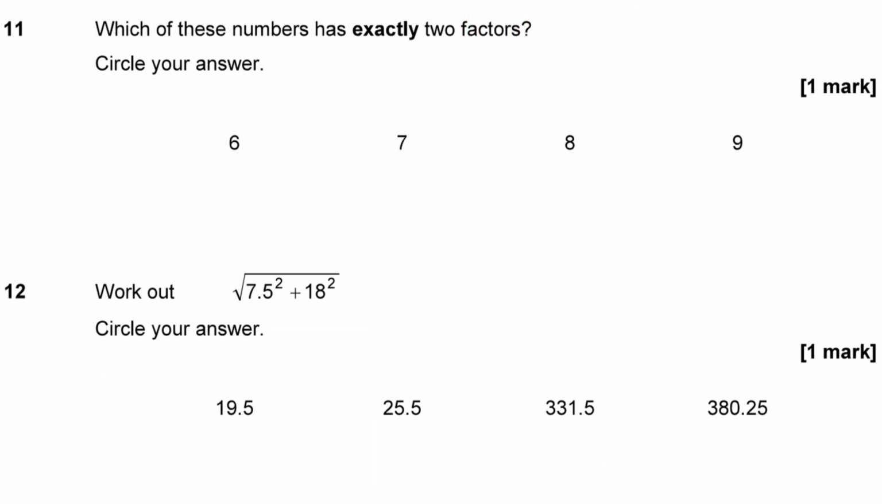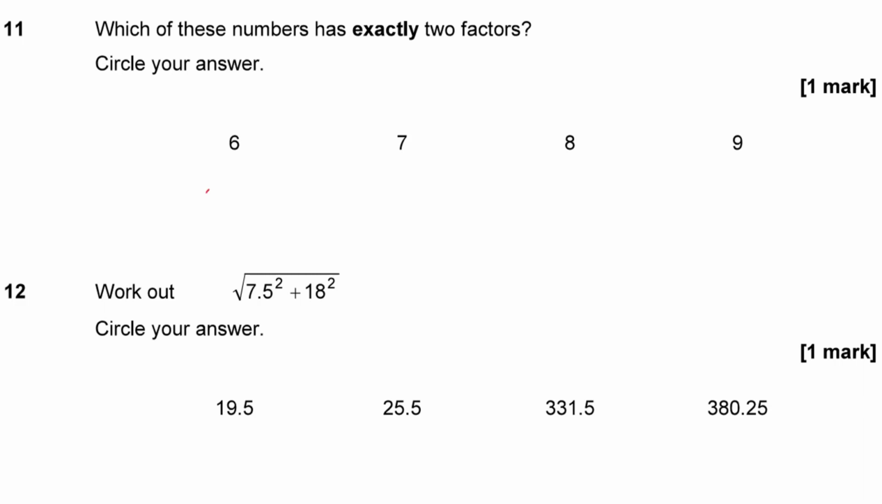Question 11. Which one of these numbers has exactly 2 factors? In other words, which one of these numbers is prime? Okay, now every number you can divide by 1 and itself, but if it has any other factors other than 1 and the number itself, it can't be prime, and we'll have more than 2 factors.